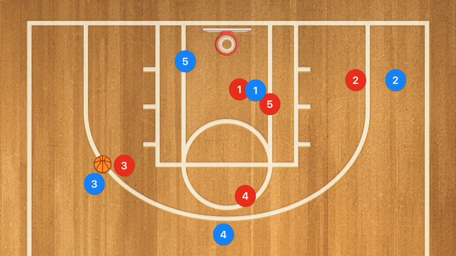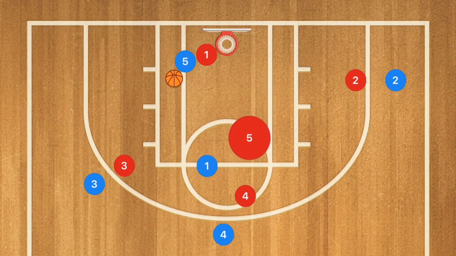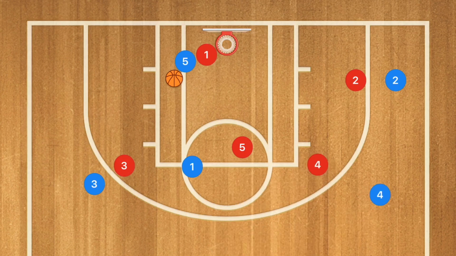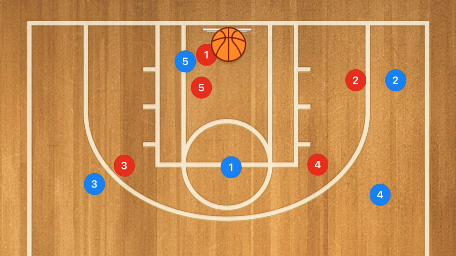Now, if they call switch, which is what we really want them to do, what's going to happen now is player 1 is going to drop off, we're going to have a mismatch, and we're going to have player 1 go to the high post. This is very important. We're going to have player 4 clear out as well. We've now created a situation where if player 5 drops down to help out his teammate, because of course there's a mismatch, we have player 1 wide open at the free throw line to take a shot. All player 5 has to do is just pass it out.